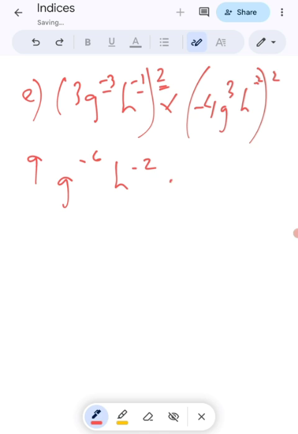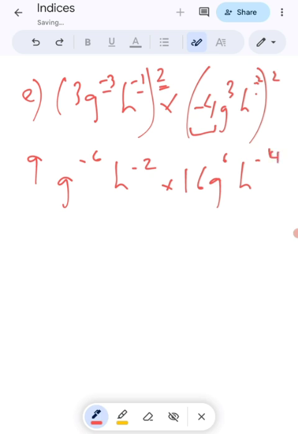Okay, now multiply sign as it is. We are solving the brackets first. Okay, this minus 4 is going to be squared. Now remember, minus 4 multiplied by minus 4 is your positive 16. Don't forget to square this minus as well. Okay, so 16 g to the power 3 multiplied by 2 is your 6, and h to the power minus 2 into 2 makes a minus 4.